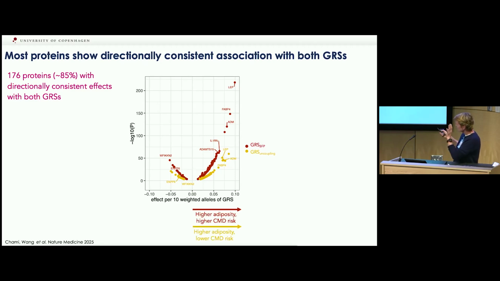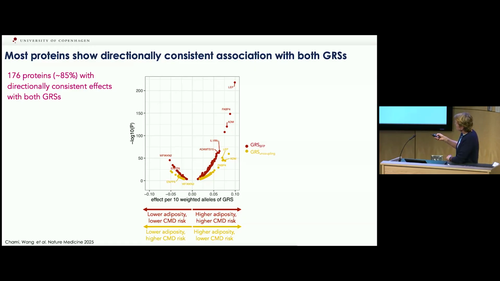There are 3 dimensions to this plot. On the right-hand side means higher adiposity, higher cardiometabolic disease for the red dots. But for the yellow dots, it means a higher adiposity, lower cardiometabolic risk. And on the left-hand side, lower adiposity, lower cardiometabolic risk for the red dots again. And for the yellow dots, lower adiposity, higher cardiometabolic risk.